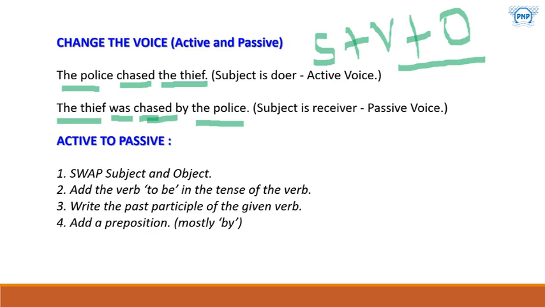Last, we add preposition mostly. This preposition we add, which is by. Okay, this preposition we add mostly, which is nothing but by. Understood? Very good.